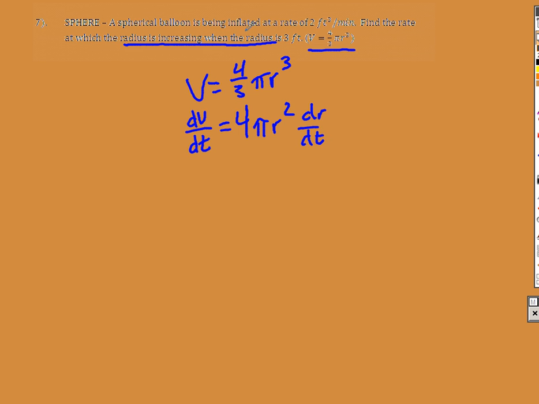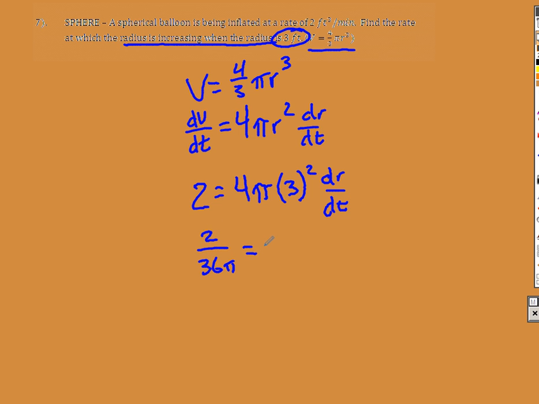Plug in what we know. The balloon is inflating at this rate. That is how much the volume is changing. So dV/dt is my 2. So 4 times pi times r squared, and we want to know what this dr/dt is when the radius is 3. So now I plug in my 3. dr/dt is what we're looking for. So from there, let's try to solve as best we can. We'll end up with 2 divided by 36 pi is equal to dr/dt.